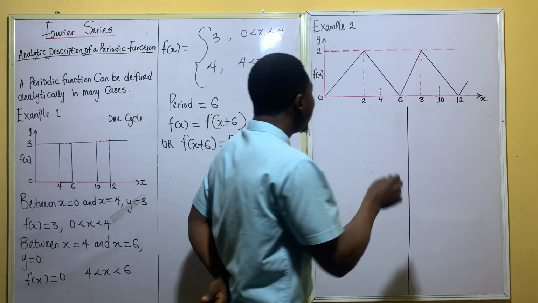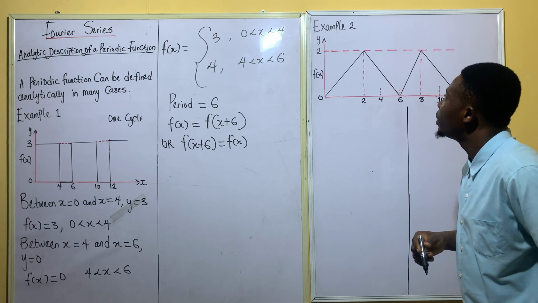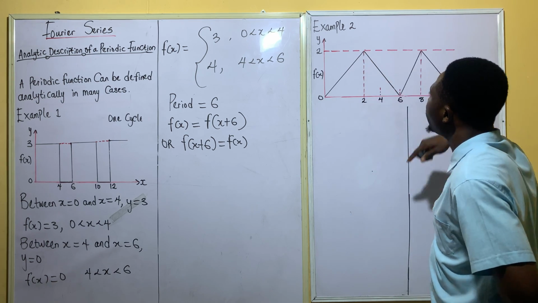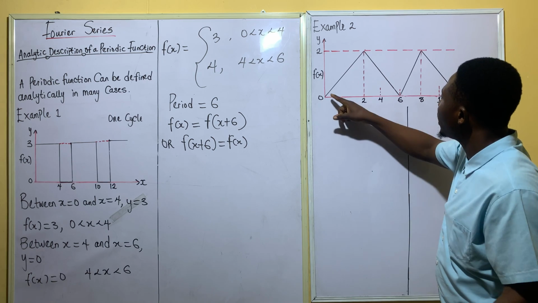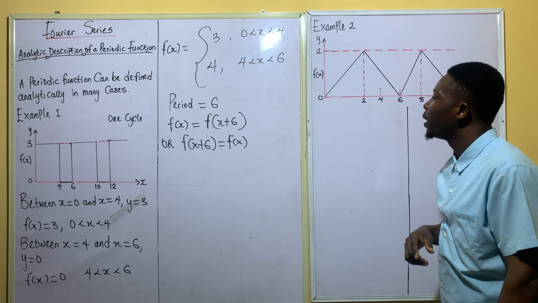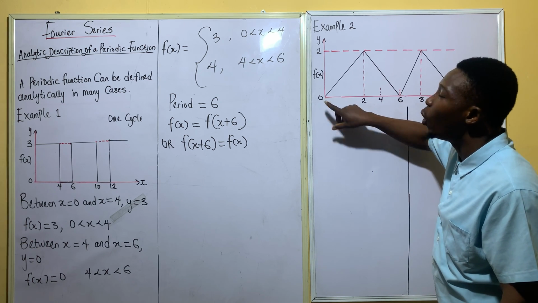All right, now let's go to this other example to analyze this. Now, this is a periodic function. You can see it starts from here, moves like this, moves like this, moves like this. Now, we're going to notice that this starts from the origin.